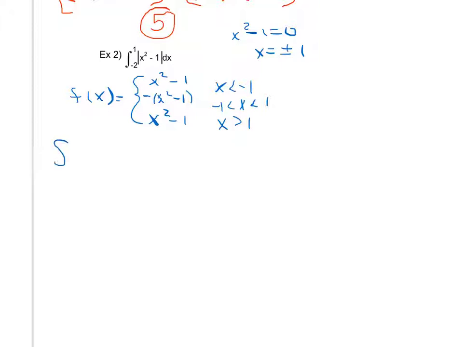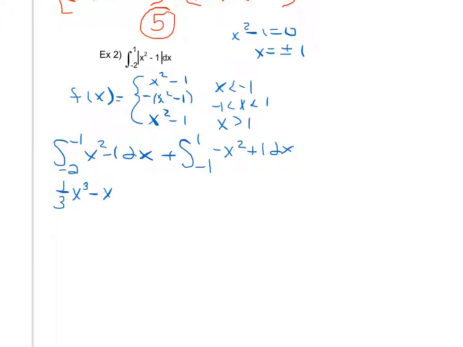So I'm going to go, as I just stated, from negative 2 up to negative 1 and have x squared minus 1. And I'm going to add to that my area, or my antiderivative, from negative 1 up to 1 of negative x squared plus 1. And then integrating each piece, I integrate the first piece and I get 1/3 x cubed minus x from negative 2 to negative 1, plus negative 1/3 x cubed plus x from negative 1 to 1.